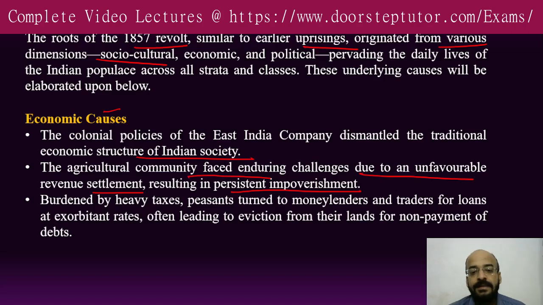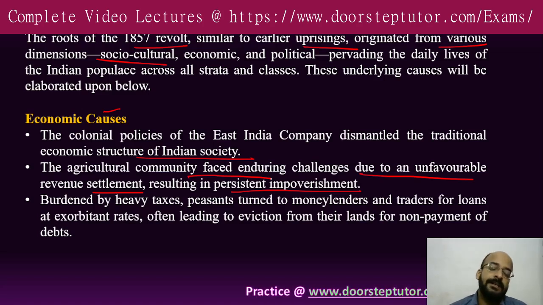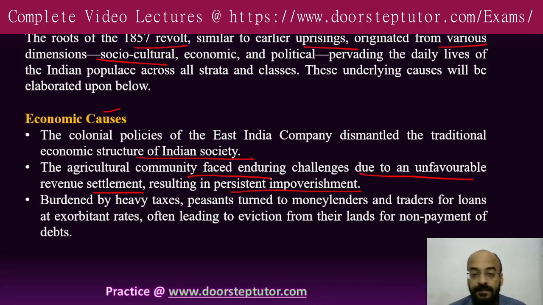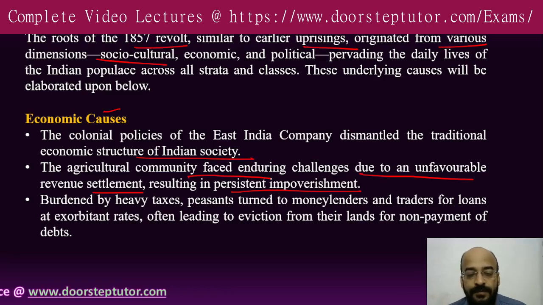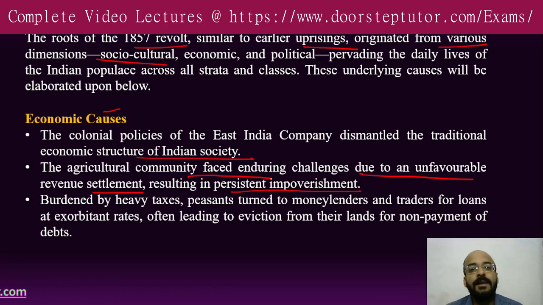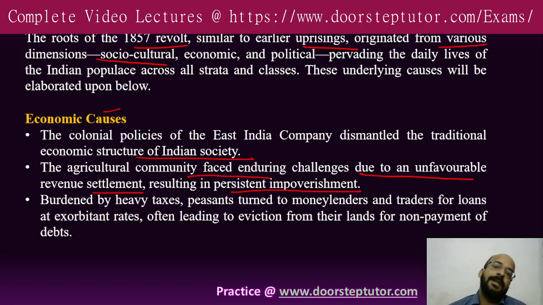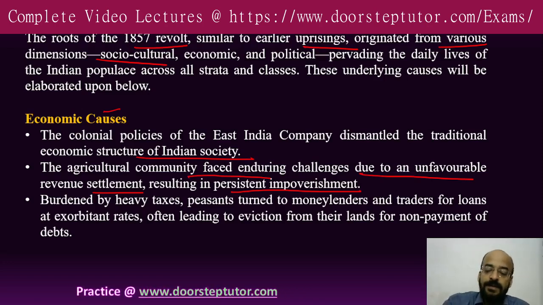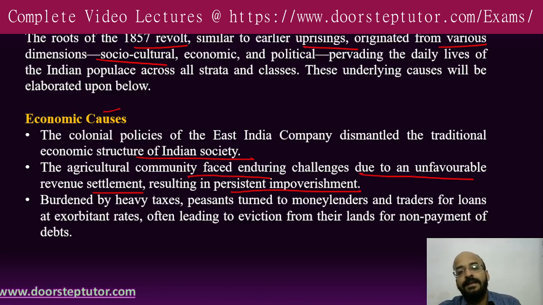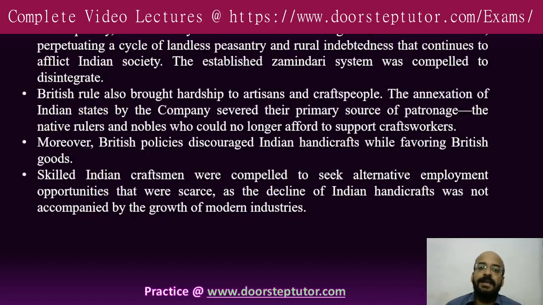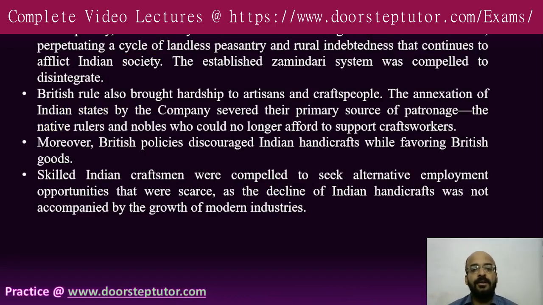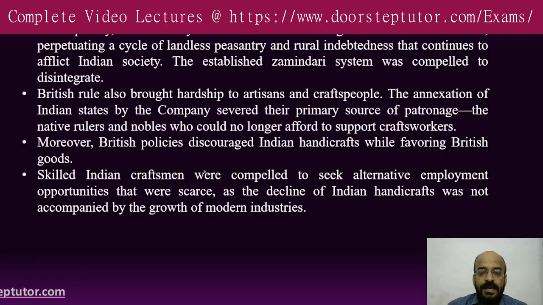Burdened by high taxes, the peasants turned towards the moneylenders, and the moneylenders gave them loans. However, when it came to returning those loans, the farmers were not able to, and then their land would be grabbed, which led to them becoming non-land farmers, or laborers, that is, the labor society. So this was the case. Because of heavy taxes, this cycle of events took place. Consequently, these moneylenders emerged as the new landlords, and this cycle of landless peasantry started.